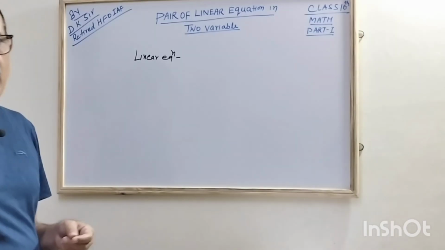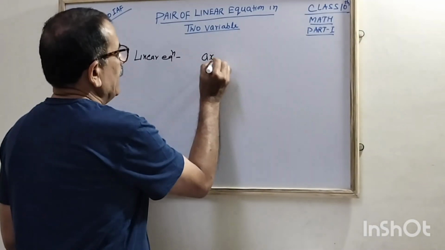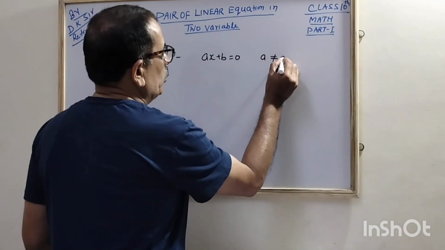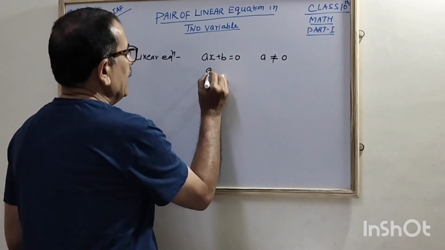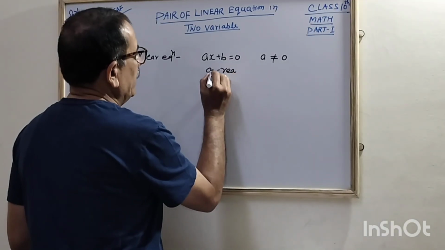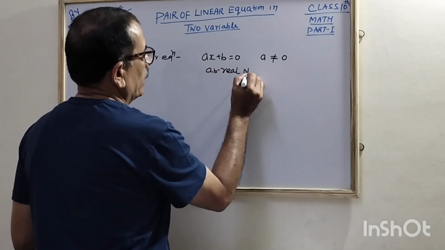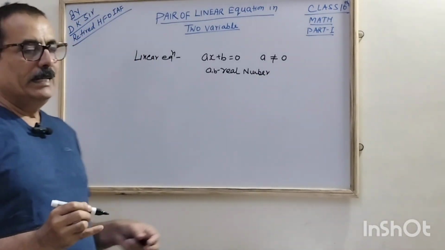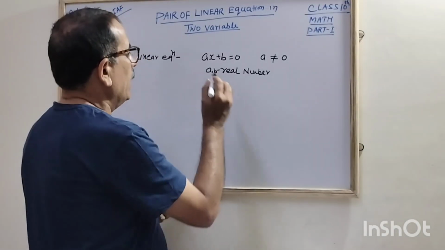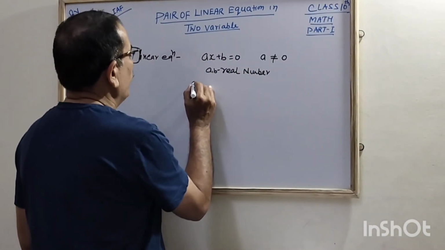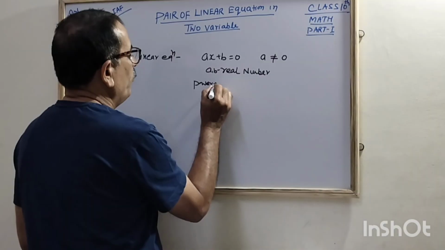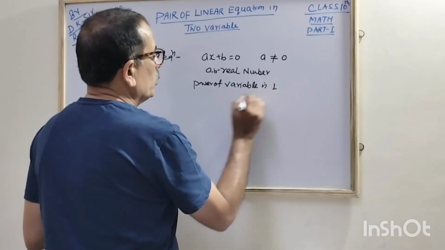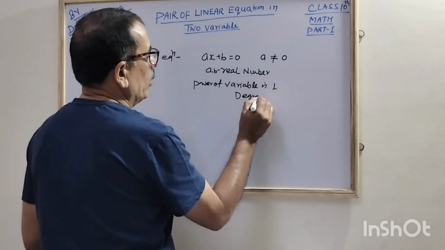The standard form of the linear equation is ax + b = 0, where a must not be equal to 0, and a and b should be real numbers, correct? This we all are familiar with. We call it the linear equation because the power of the variable is 1. So we say the degree is 1. Power or degree, both are 1.